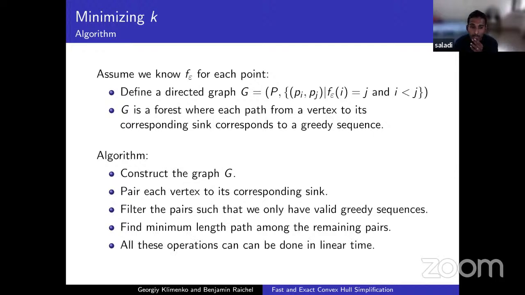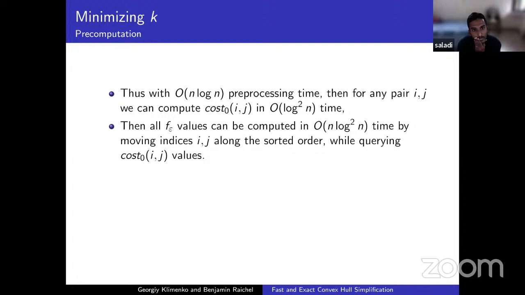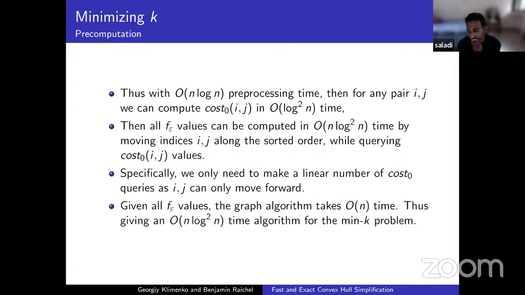So what remains is to compute the f_epsilon values for all vertices. To compute them, we use a result from the paper called Farthest Point Queries with Geometric and Combinatorial Constraints. I will not go into details, but with some additional work we can compute f_epsilon values for all vertices in n log squared n time. So overall that gives us n log squared n time for the min-k algorithm for the convex version of the problem.